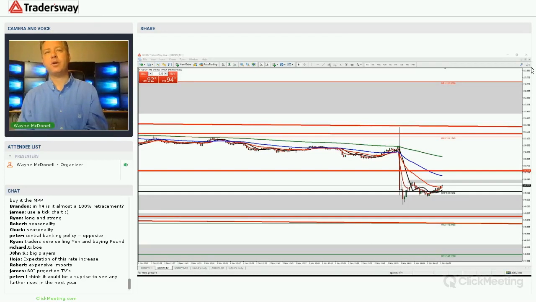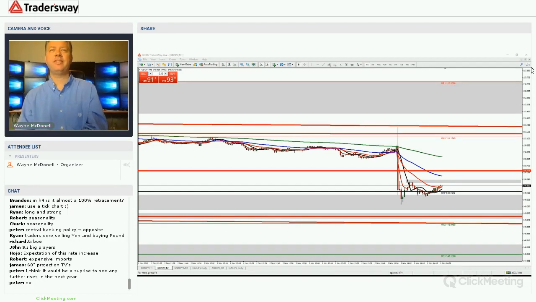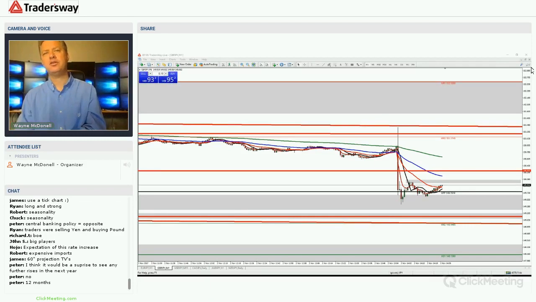Peter says, I think it'd be a surprise to see any future rates fall next year. Why? Because it's November? Well, it's not a big stretch. So you're basically saying, is there one more BOE meeting? Is there a DEAS? Oh, in 12 months. That, I wouldn't agree with that. You'd be surprised to see any further rate hikes.